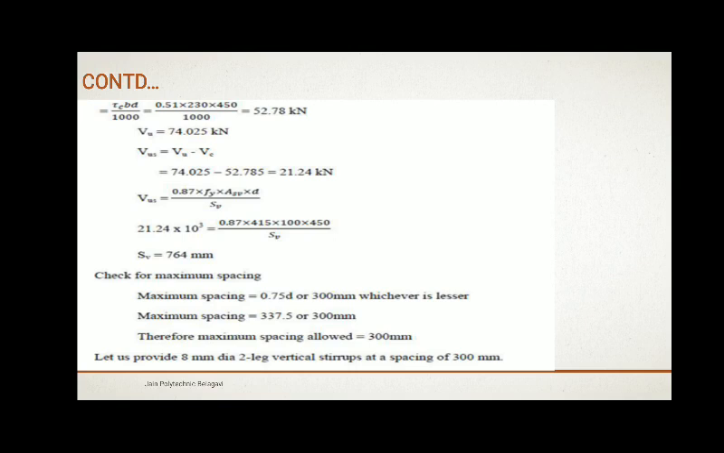Therefore Vus is equal to 0.87 fy Asv d / Sv. These equations all are from IS 456. So substituting the values in the equation, we get Sv is equal to 764 mm. Therefore check for maximum spacing. So maximum spacing 0.75d or 300 mm, whichever is lesser. So maximum spacing 337.5 or 300 mm. Therefore maximum spacing allowed is equal to 300 mm. So finally let us provide 8 mm diameter 2-legged vertical stirrups at a spacing of 300 mm.